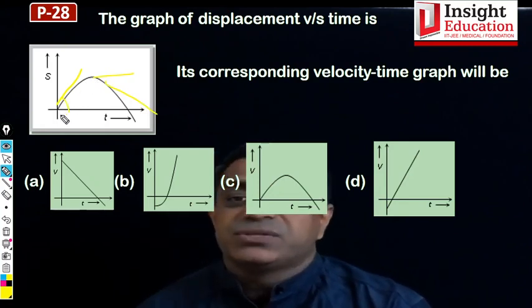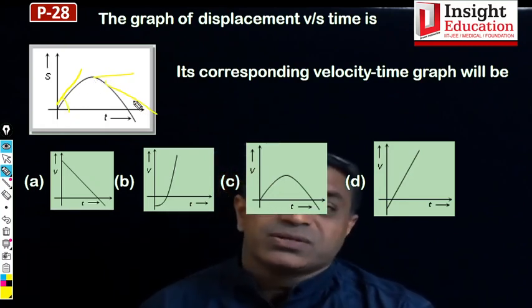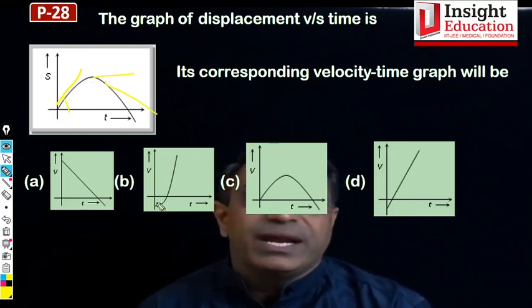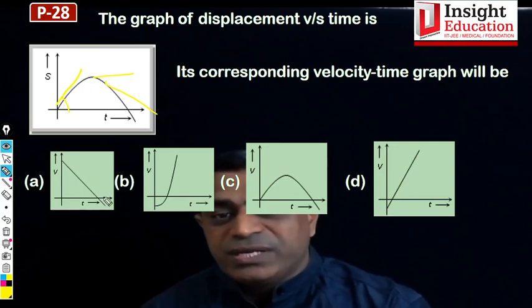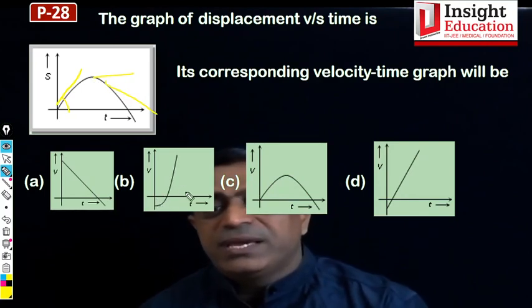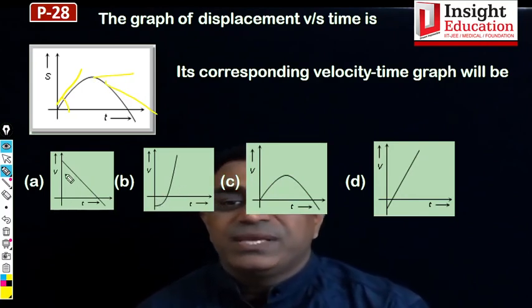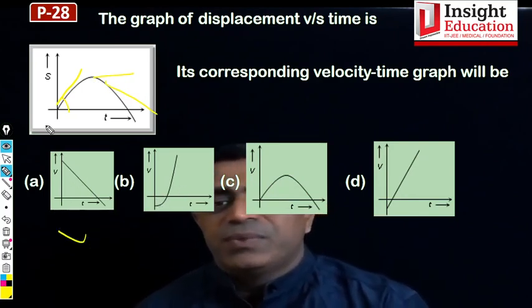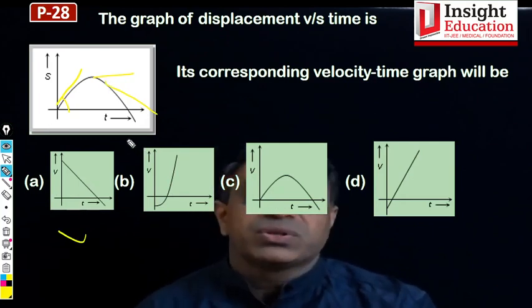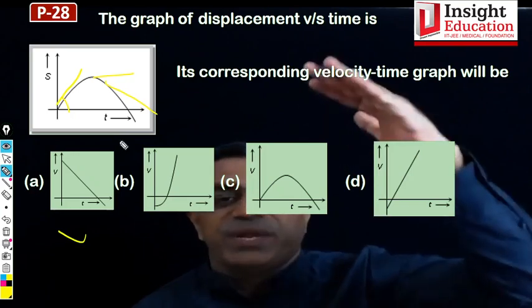The slope decreases, so theta decreases. Here also theta decreases, so velocity should be negative. Here you can see velocity negative, here velocity positive. Here velocity increasing, here velocity increasing. So the possible graph is A only, because velocity decreases. It means here we throw the object in the upward direction, so speed decreases.